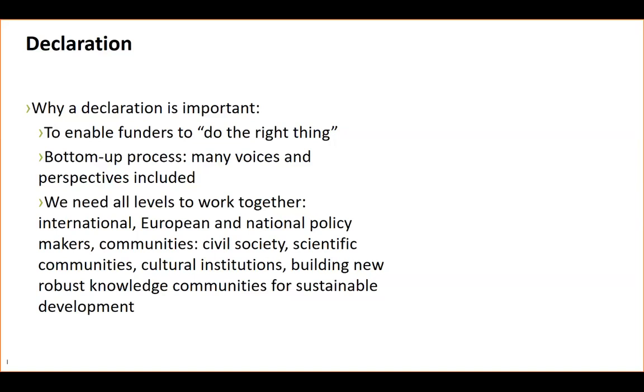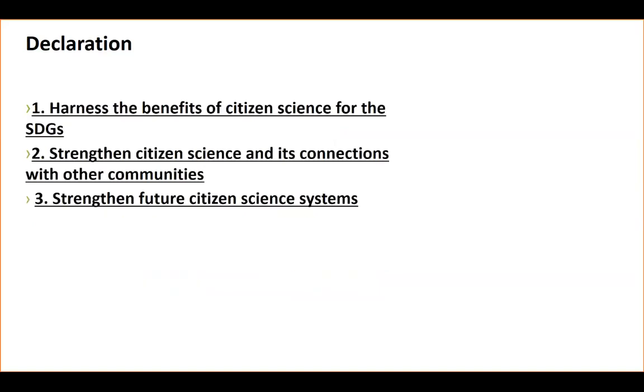And this is, of course, a big enterprise, but because this is a formal document for policymakers, we should bring them down to just 3 groups of recommendations. The first group of recommendations we call: harness the benefits of citizen science for the SDGs. The second group is: strengthen citizen science and its connections with other communities. And the third group is about strengthening future citizen science systems.